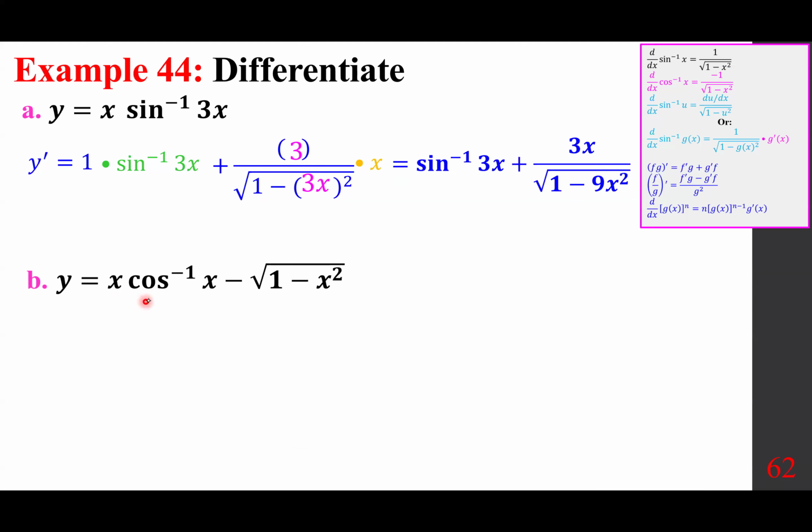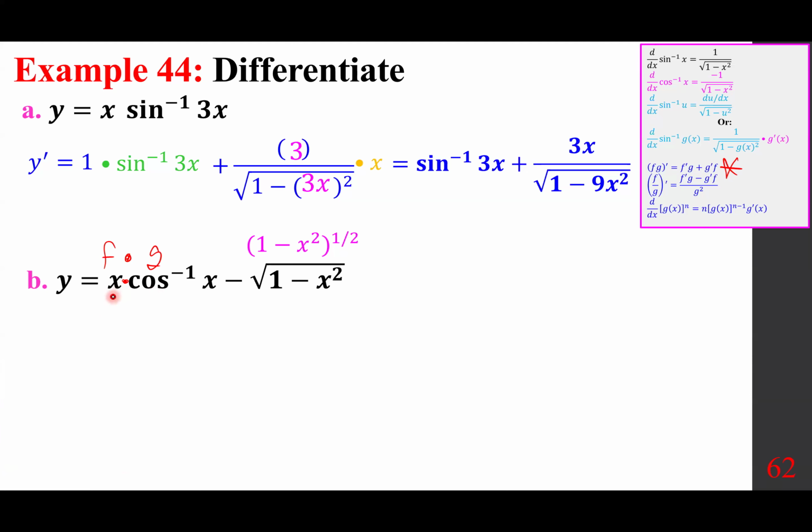Y is x cosine inverse of x minus the square root of 1 minus x squared. So we need to differentiate this, and we recognize a couple of things. Number one, this is 1 minus x squared to the power of 1 half, and the reason we write it in this format is so it becomes easy to differentiate. Then this is the product of x and cosine inverse. So it requires the product rule again. So we're going to do the product rule on this one.